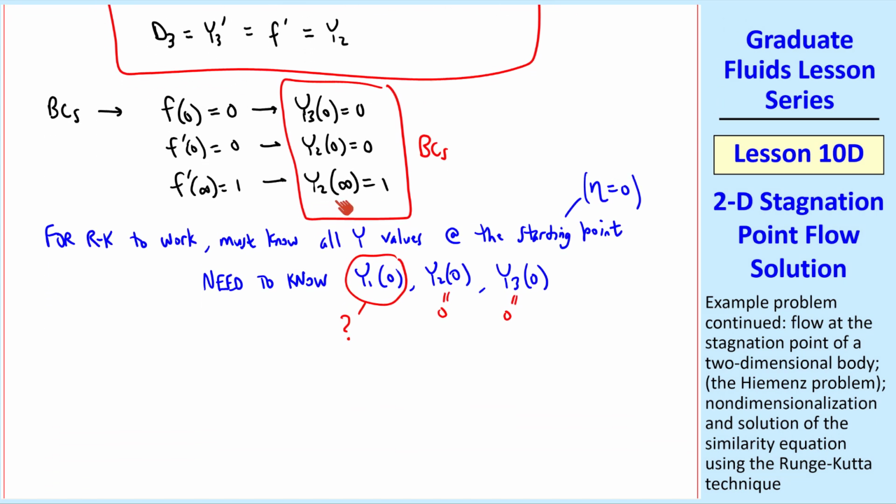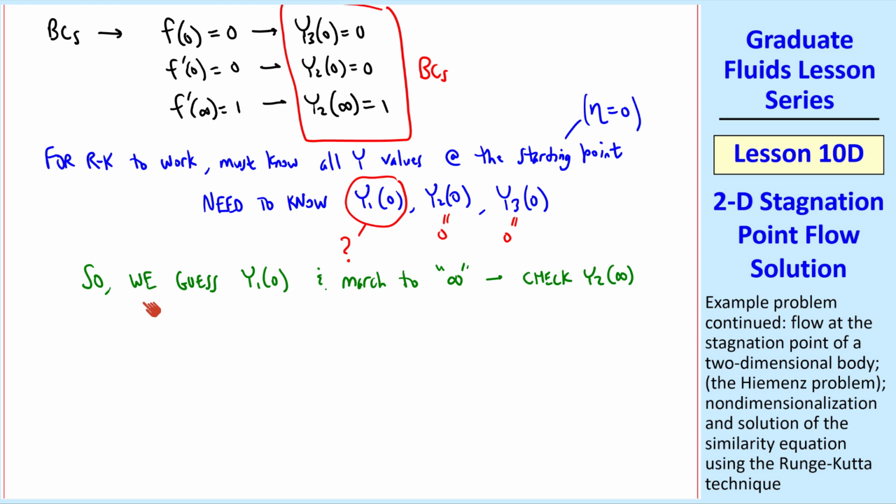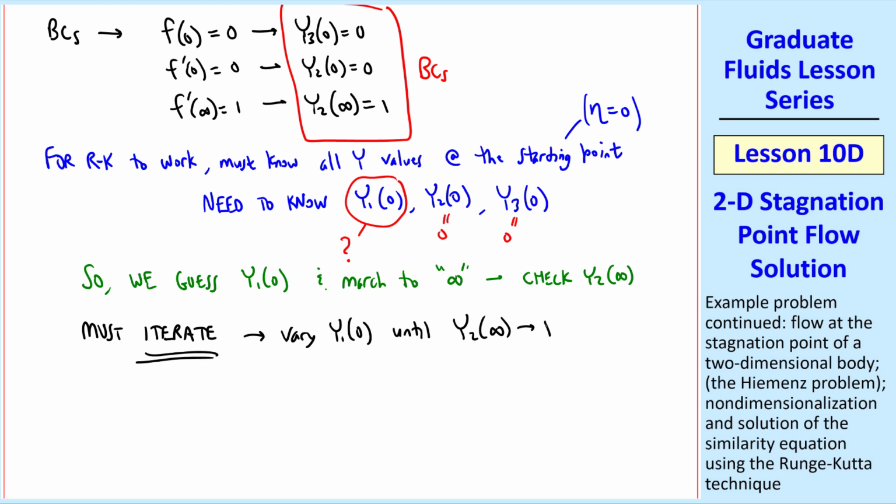Our third boundary condition is out at infinity. So what we'll do is guess y1 of 0 and march to infinity, which typically means eta going to 5 or 10 or some high number like that. And after we march, at the edge of the boundary layer, we check our value of y2 at infinity. We want it to be 1, but unless you're really lucky with your initial guess, it will not be 1. Therefore, we must iterate, namely, we vary our guess for y1 of 0 until y2 of infinity goes to 1. When this happens, all 3 boundary conditions are satisfied, and then you're done with the problem.